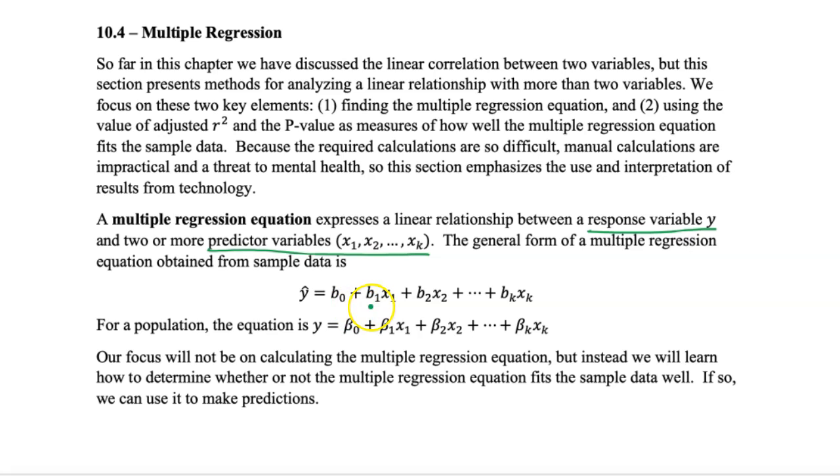And so now I'm going to have an individual coefficient for each of my predictor variables. We've just got the difference in notation for a sample and for a population. We'll see that all of these b's just turn into capital betas, just a capital Greek letter beta, and our y hat just turns into a y for the population. And so our focus, again, won't be on calculating this equation, but it's going to be on determining whether this is a good fit and how we can find the best regression equation given some different options.